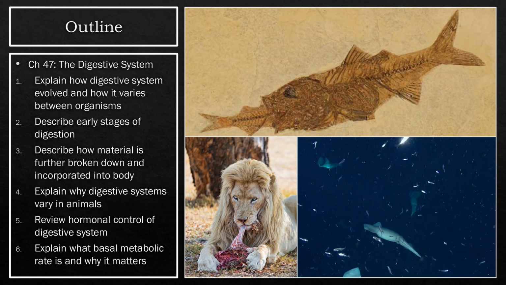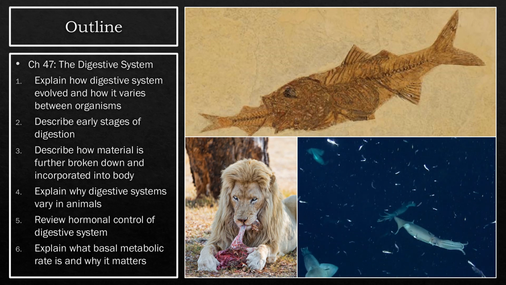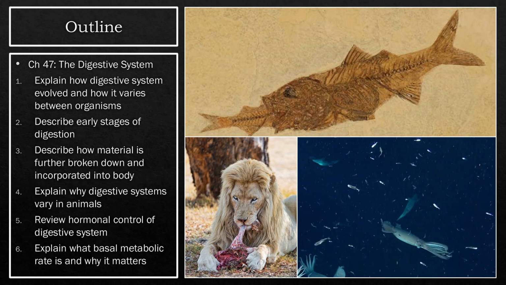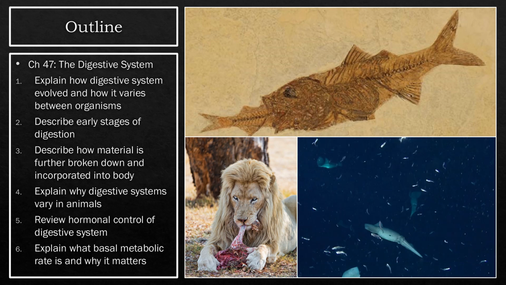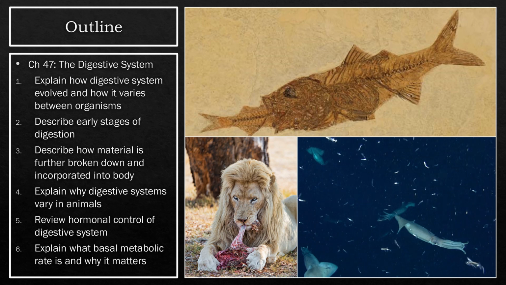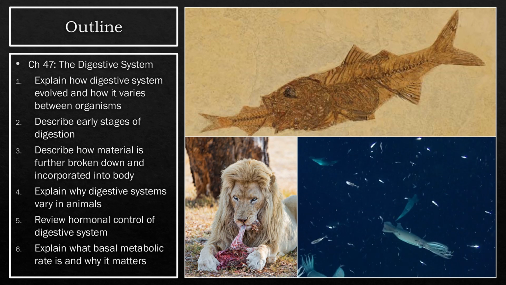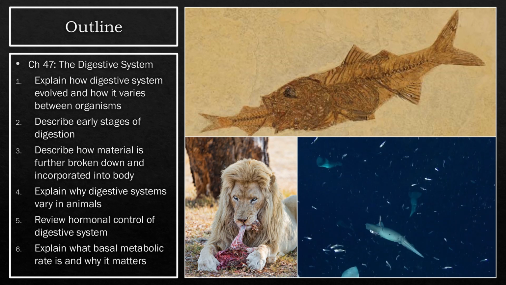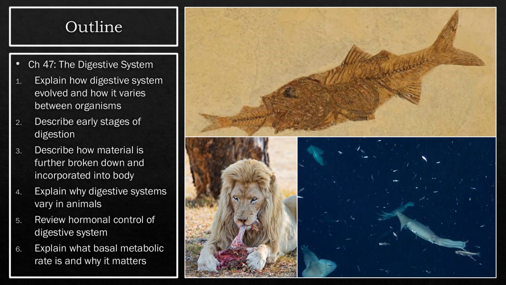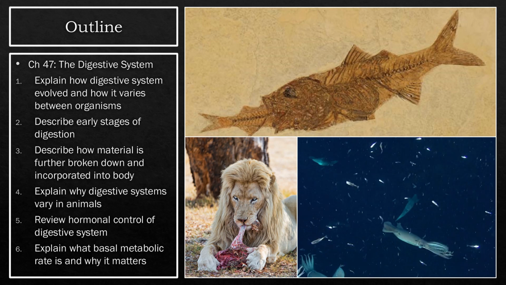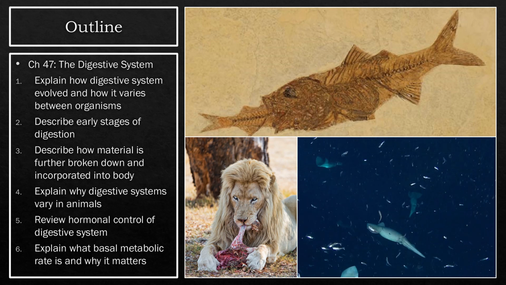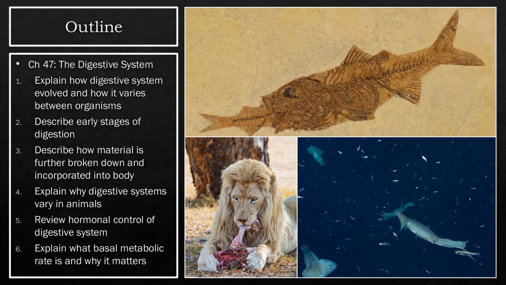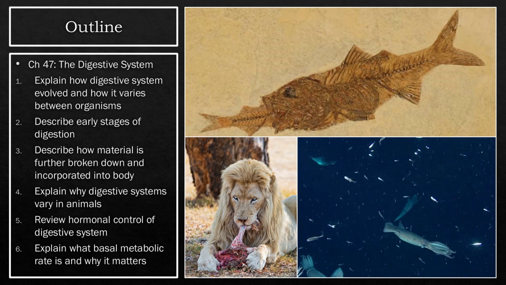One of the important elements here as we get started on the digestive system is I want you to understand how digestive systems evolved, and we've actually already talked about this to a degree. Also, we're going to go through the digestive system in parts, and we're going to go through each organ in the system. So I want you to be able to describe how material goes from outside the body into the body and gets used, and how it's broken down.